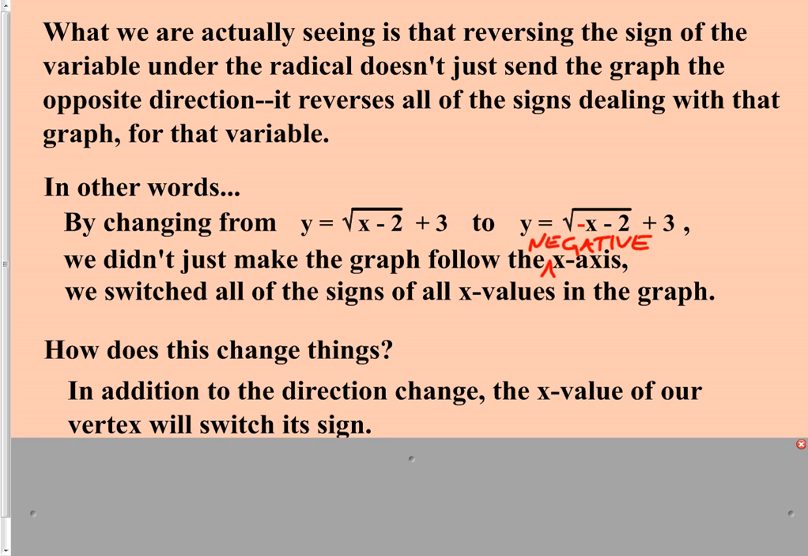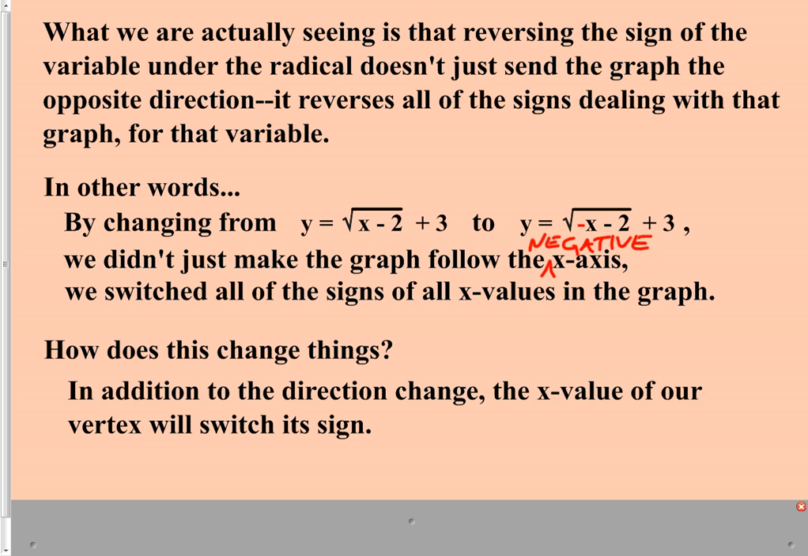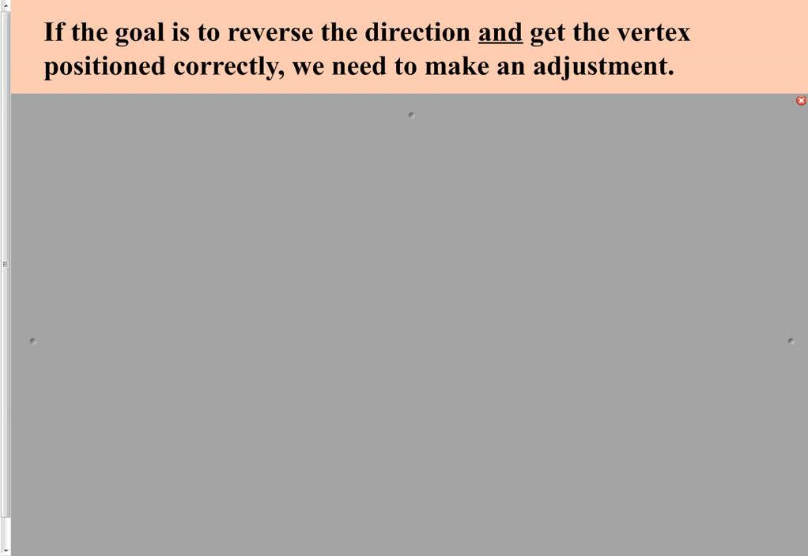Well, in addition to the direction change, the x value of our vertex changed its sign as well. Because, like we said, since we changed the value of x, it went into that equation and altered everything associated with x. So if the goal is to reverse the direction and get the vertex position correctly, we are going to need to make an adjustment. And that adjustment is basically going to happen like this.